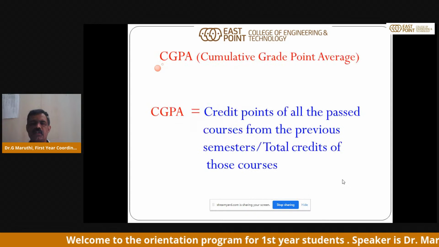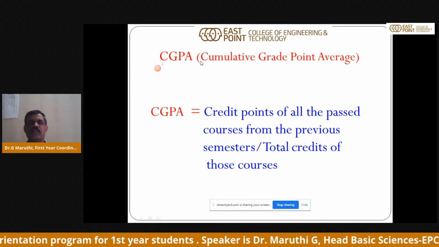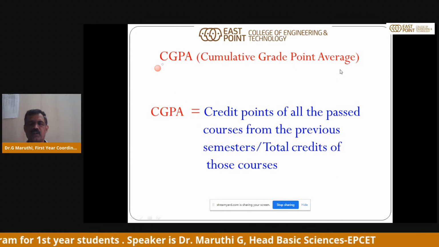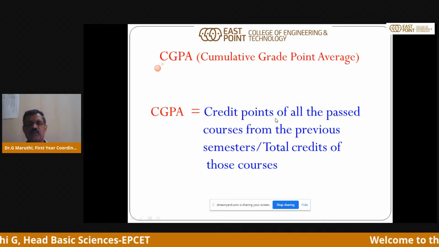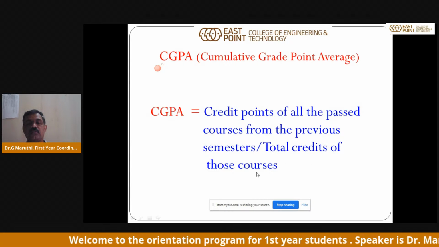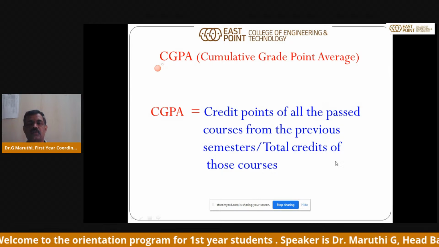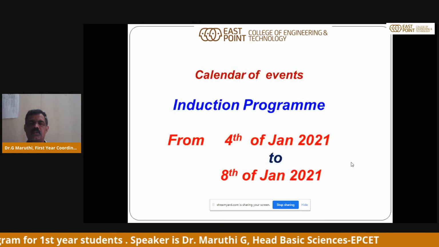Only in the first semester will you get SGPA. In the subsequent semesters, they give CGPA, that is cumulative grade point average. So what is this cumulative grade point average? See, it will be calculated like this. It is the credit points of all the passed courses from the previous semesters divided by the total credits of those courses. So this is the formula. As of now, you need not worry much about it. Okay, you'll understand this later.